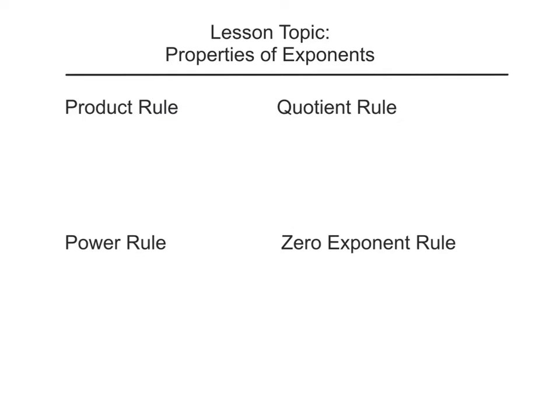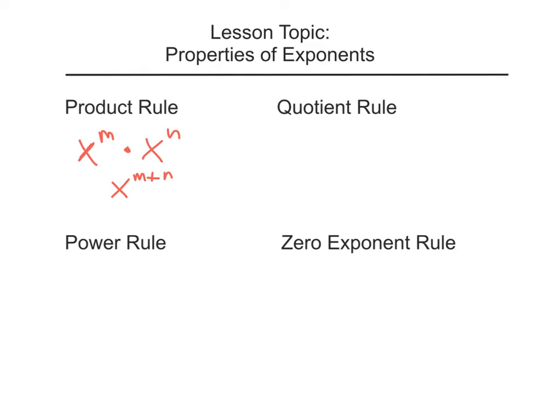If we have a base of x raised to some exponent, let's call it m, and then we multiply that by the same base, so x, again, raised to a different exponent, let's say n, then the result will always be that we can keep the base of x and we can add the exponents. So m plus n. We'll look at an example of that in a little bit.